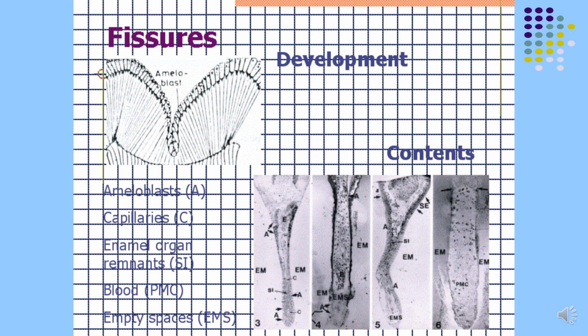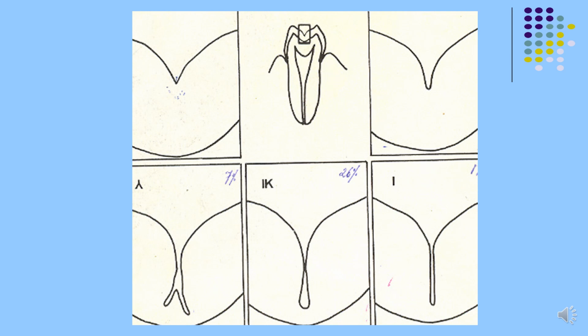In these deep areas of the fissure, as they are forming, what exactly remains inside these fissures before the tooth erupts into the oral cavity are remnants of ameloblast, capillaries, enamel organ remnants, blood, and empty spaces. These contents of a fissure act as nutrients for the bacteria, in addition to the dietary sucrose that comes in, causing food to be entrapped in these fissures.